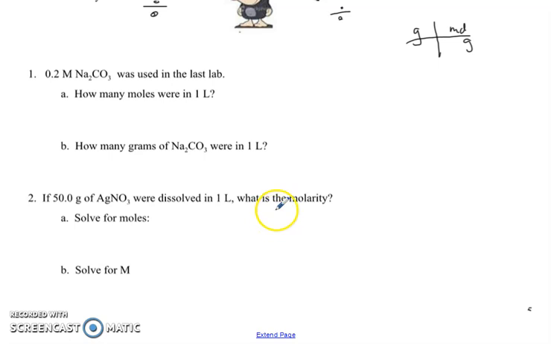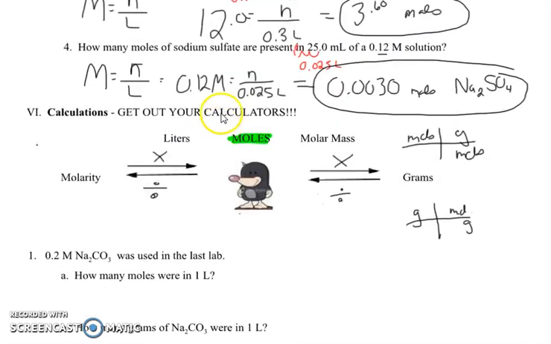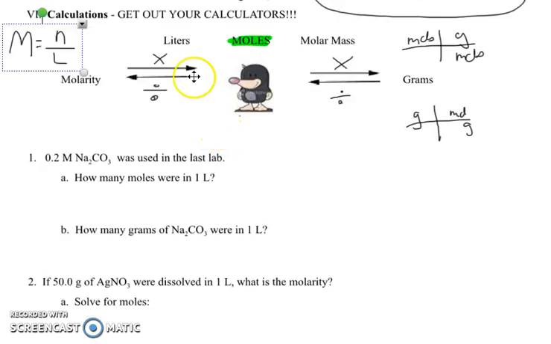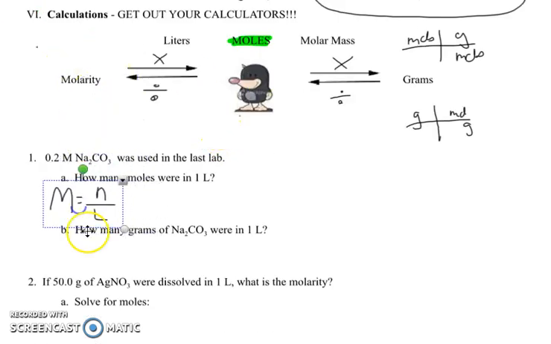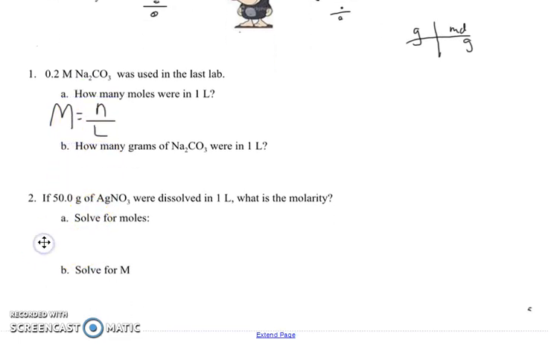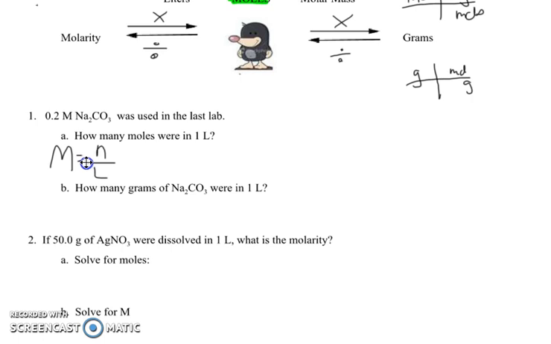Okay, so let's go through some of these other practice problems. We want to have the same setup. We're going to use that same equation, M equals N over L, and that's going to help us get started. So we have 0.2 molar sodium carbonate used in the last lab. How many moles were in 1 liter? Okay, so I know that molarity is 0.2, and that's going to be equal to how many moles over 1 liter. So what is N equal to? I've got to isolate and solve for N, multiply each side by 1. That means it's 0.2 moles.